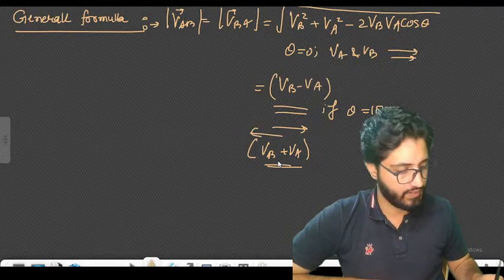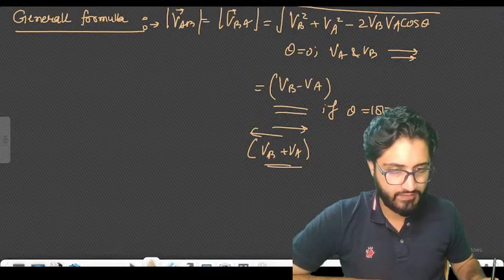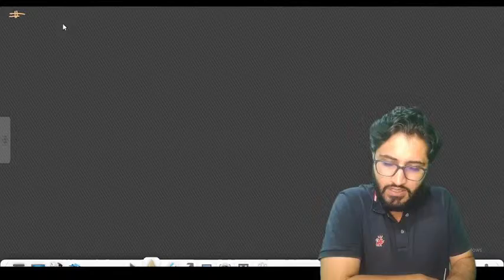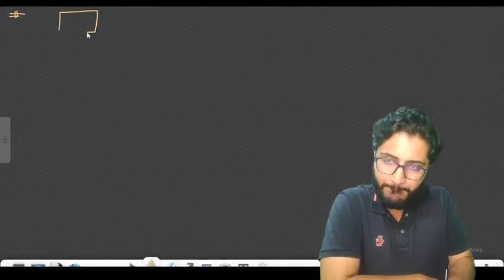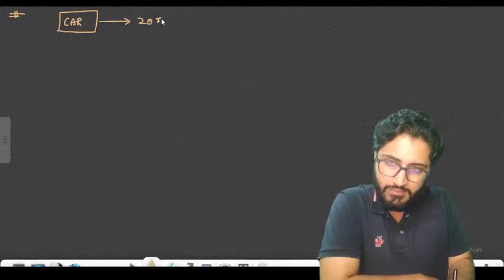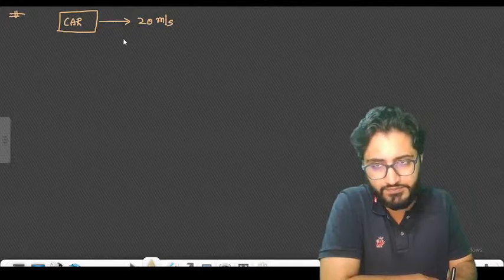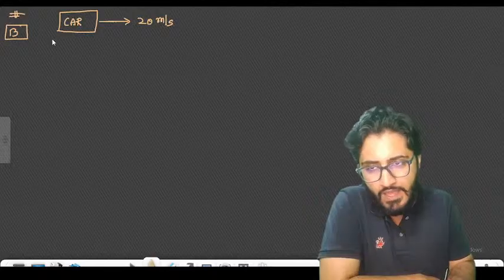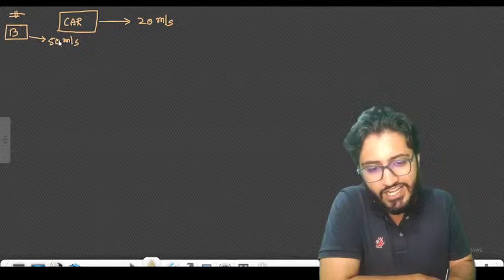Now we will do a numerical, a simple, easy numerical. We have a car going with a speed of 20 meters per second. Behind the car, we have a bike, and the bike speed is given as 50 meters per second. The direction is the same.